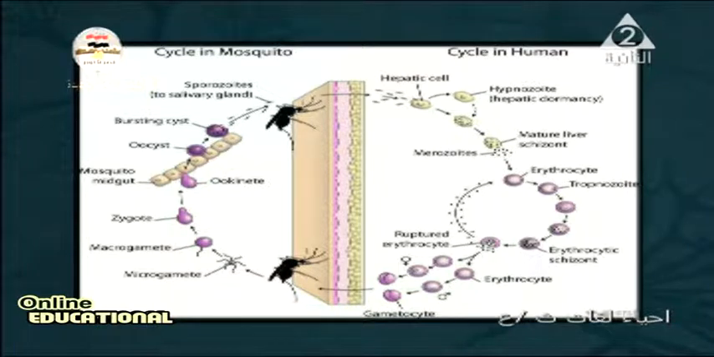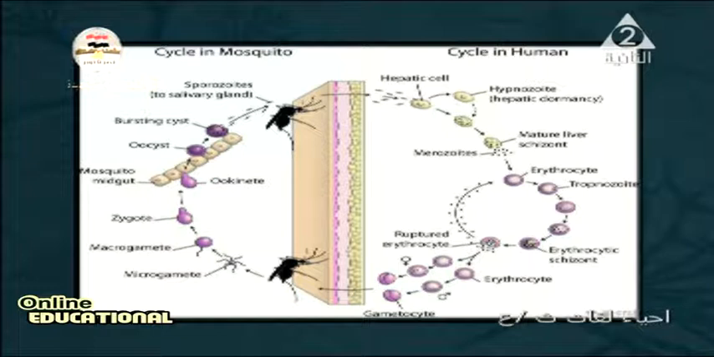At first, microgametes change into macrogametes. After that, they change into a zygote. So in the mosquito midgut, inside the stomach of the mosquito, the oocyst bursts the cyst and the sporozoites migrate to reach the salivary gland of the mosquito.